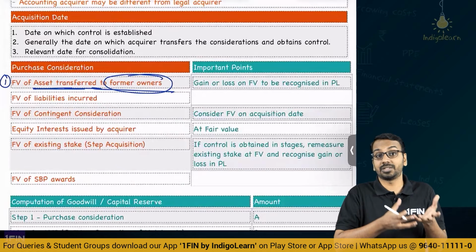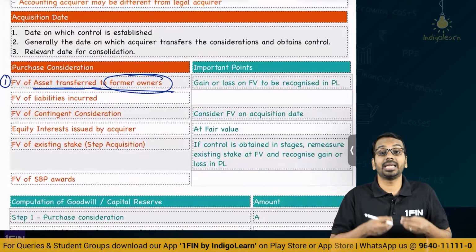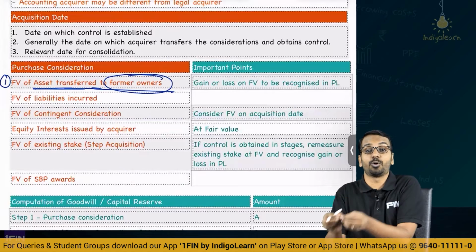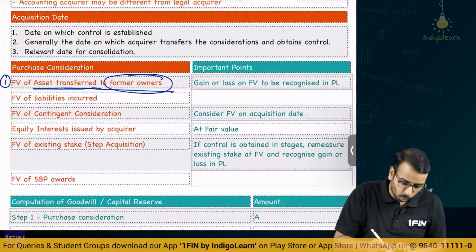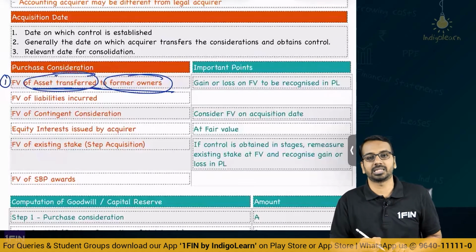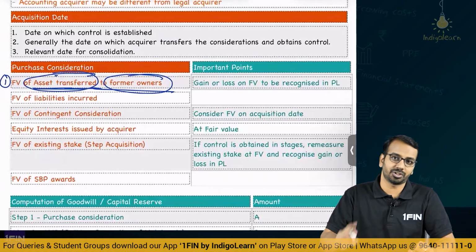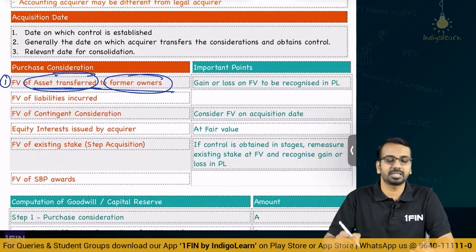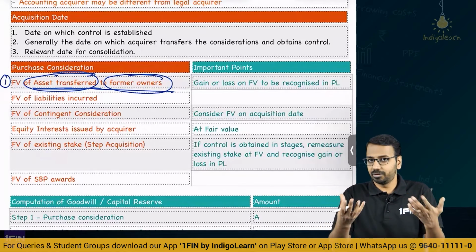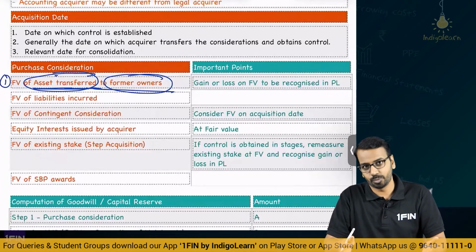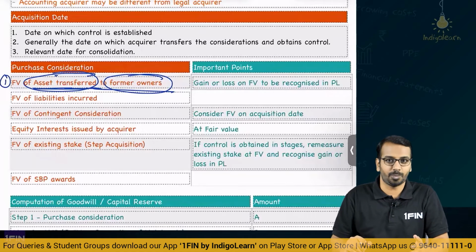Sometimes, instead of transferring cash, I would have given my investment in, let us say, Facebook. I have some investment in Facebook, I have given that investment to Reliance Industries. What is the fair value of that asset transfer? That becomes my purchase consideration. That is the first thing. Sir, where do we get this fair value of asset transfer? It will be given to you in the question. If fair value is not given, book value can be considered to be fair value for examination purpose, right?